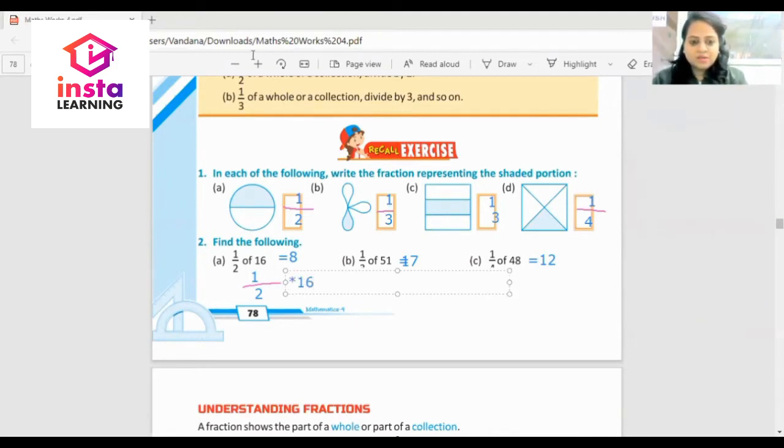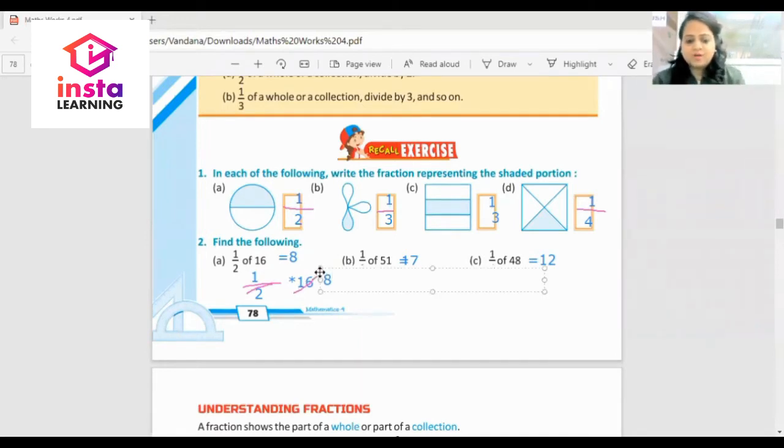So just cut here and read the table of 2. 2 8s are 16. It's very easy. So your answer is 2 8s are 16. Just cut this number like this and you will get the answer. The answer is 8. You can write here number 8 as your answer.